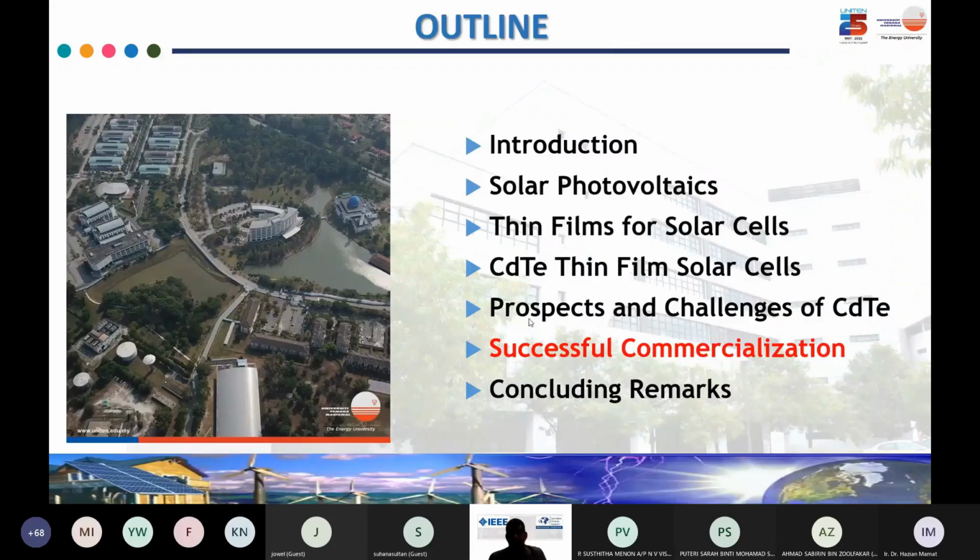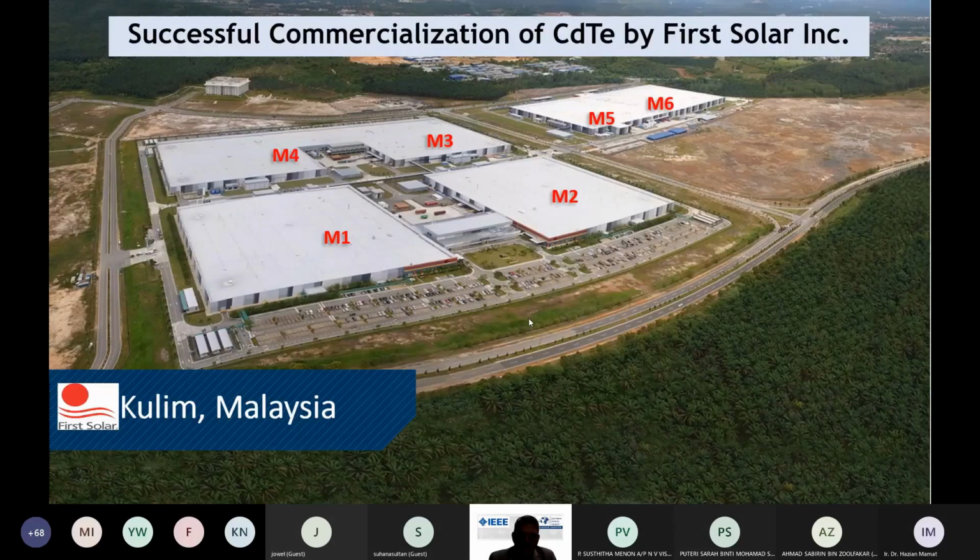Now let me take you through the successful journey of commercialization of cadmium telluride by some companies. First, let me introduce First Solar. First Solar is a company that was established in 1999, I remember, and around 2006 or 7 it established its biggest manufacturing plant in Kulim, Kedah, Malaysia. You can see the aerial view of the manufacturing plant. There are six manufacturing plants, M1 up to M6.